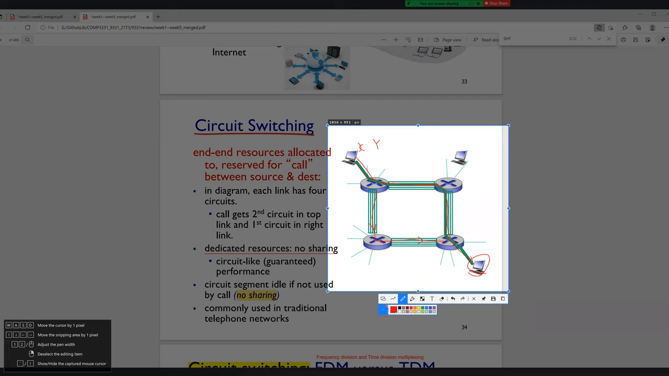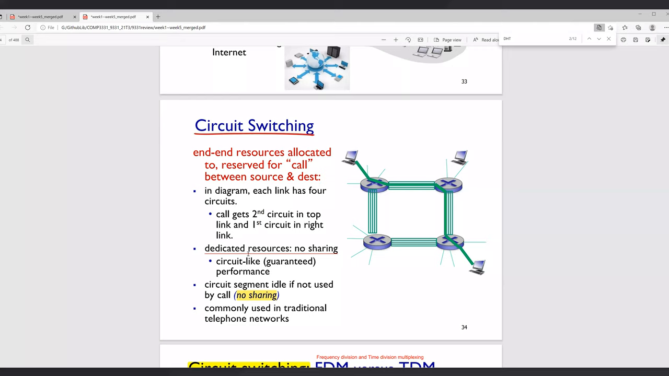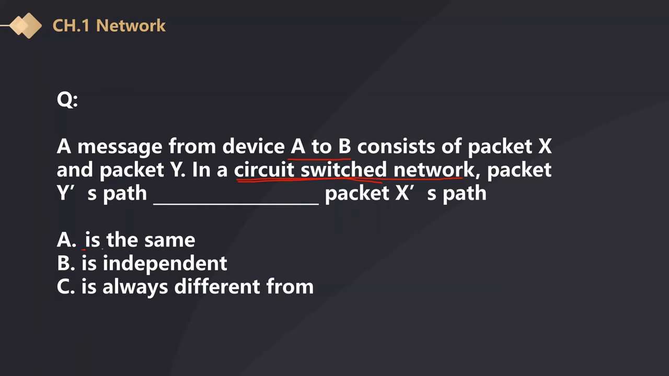Do you know why? Yes, because we are allocated this road and we are not able to access other roads on the internet, right? Because it's not sharing. So no matter what kind of packet I want to send, I will use the same route. And the answer is the same.